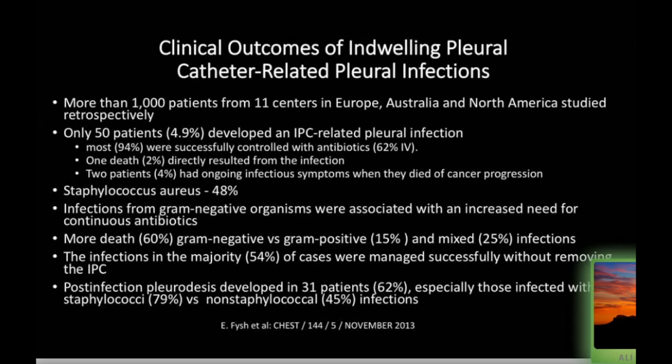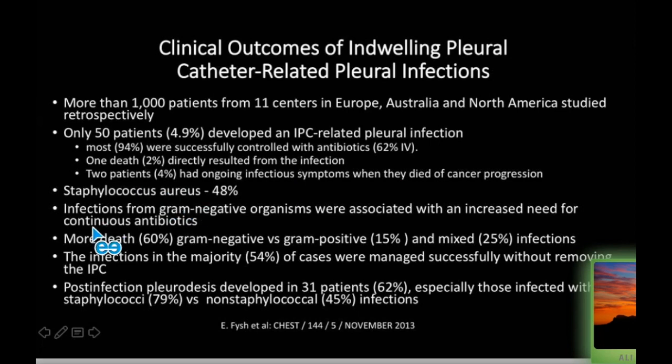Clinical outcomes of indwelling pleural catheters related to pleural infection. This is what I was alluding to earlier. This study was done in Europe, Australia, and North America on 1,000 patients. It's a retrospective study, but a very big cohort and very multi-center study. Only about 5% of the patients who had an indwelling pleural catheter developed infections. And most of them were successfully treated with antibiotics without removing the catheter. So 94% were successfully controlled with antibiotics. And only one patient died as a result of infection of the pleural space. Two patients had ongoing infection when they died of cancer progression.